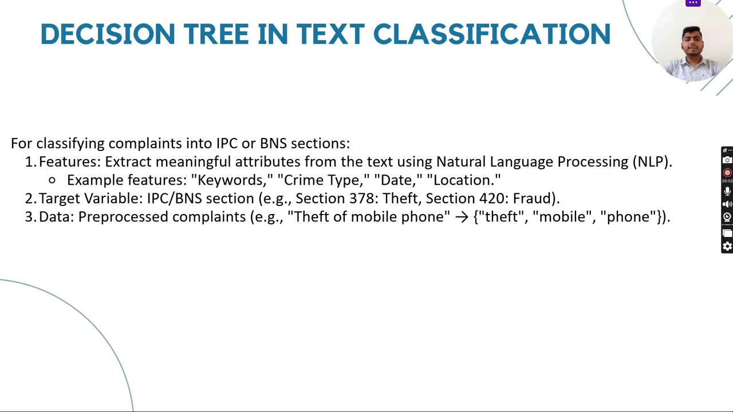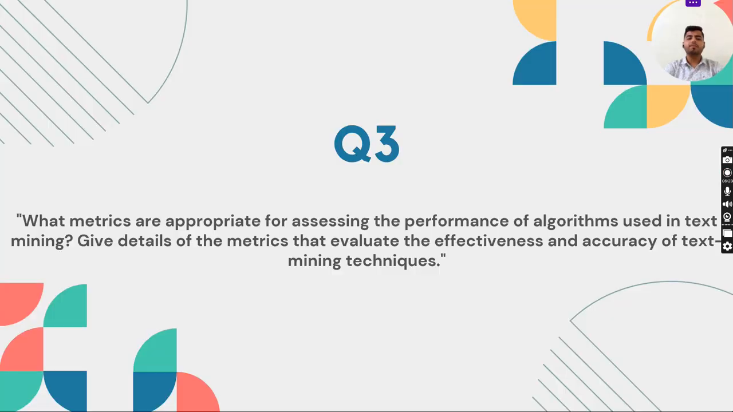Next is decision trees in text classification for classifying complaints into IPC or BNS sections. First is features: extract meaningful attributes from the text using natural language processing, NLP. Example features are keywords, crime type, date, location. Next is the target variable: IPC or BNS section, for example, section 378, theft, section 420, fraud. And next is data: pre-processed complaints, for example, theft of mobile phone becomes theft, mobile and phone.